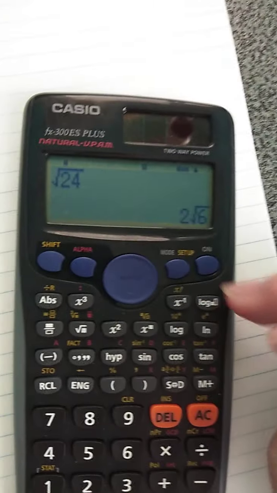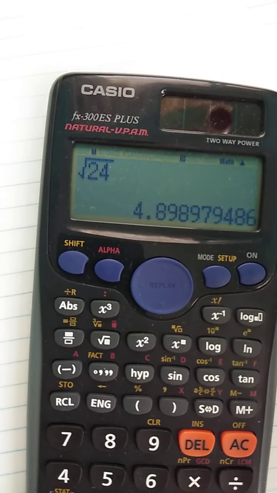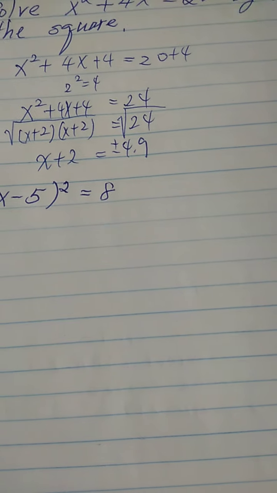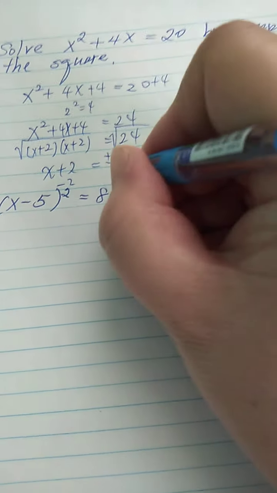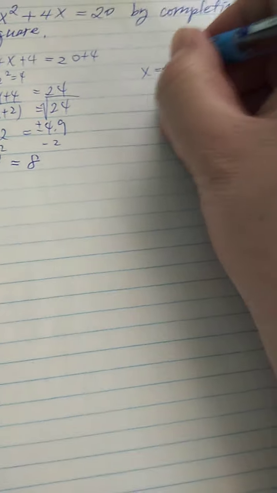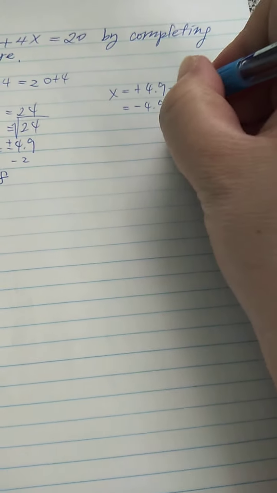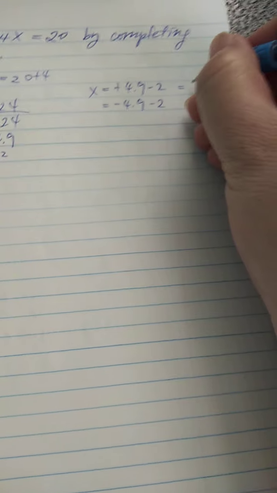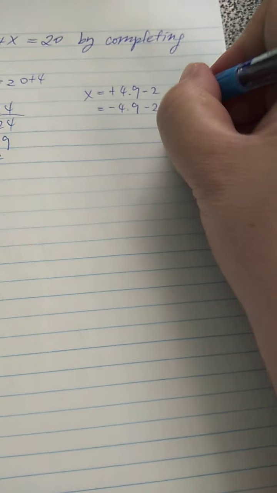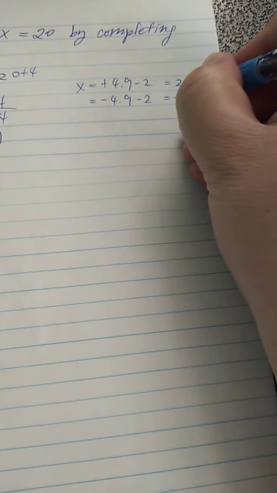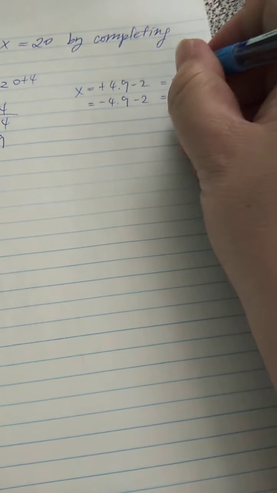You take the square root of 24, and you get 4.898. I'm going to write 4.9, plus or minus. Now I'm going to subtract 2. x is equal to positive 4.9 minus 2. x is also equal to negative 4.9 minus 2. So now I have positive 2.9, and I also have negative 6.9. And those are my answers.